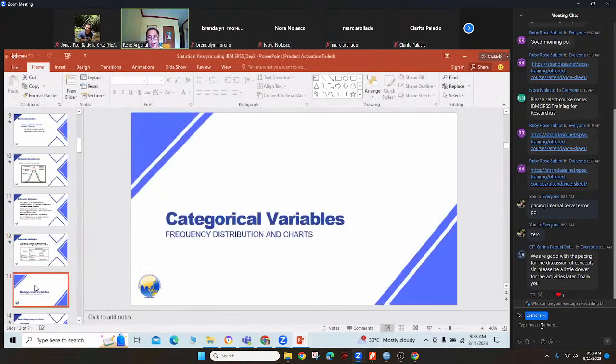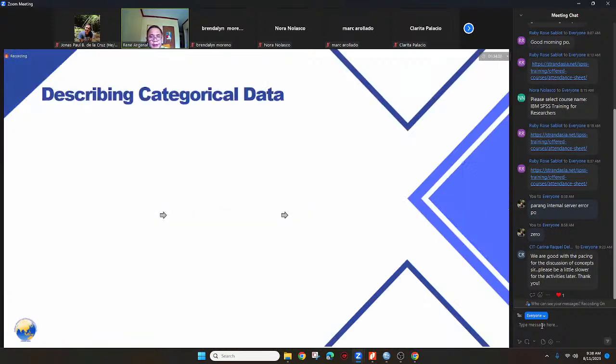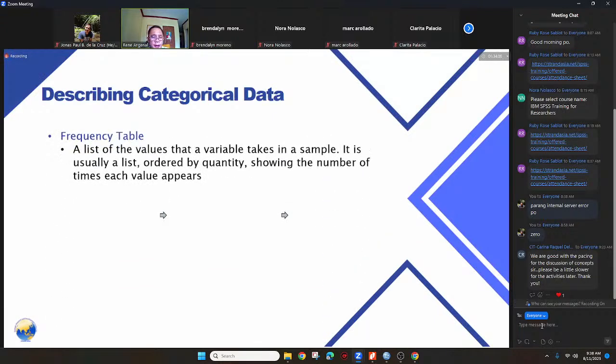Okay. Now we proceed to categorical variables. Guys, I will be skipping some of this because we have this. Perhaps I will just ask somebody, no, to volunteer for the particular exercise. Describing categorical data or qualitative data by the use of a frequency table. So a list of values that a variable takes in a sample, it is usually a list ordered by quantity showing the number of times its value appears.